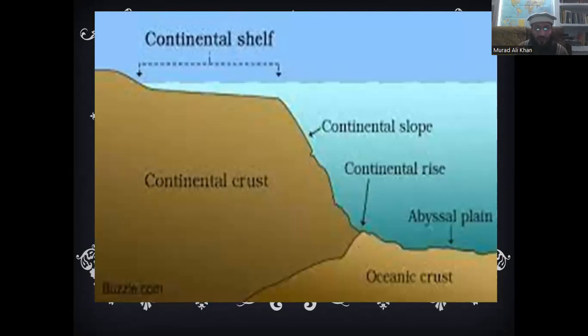Now this picture shows the continental shelf in this area. This area is known as continental shelf. The angle that this continental shelf is making with the surface water is just 1 degree, and the depth over here, the deepest part of the continental shelf, may be as shallow as 30 meters, but it can reach 600 meters of depth.